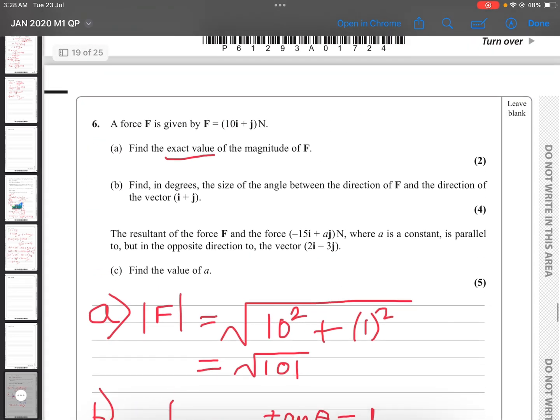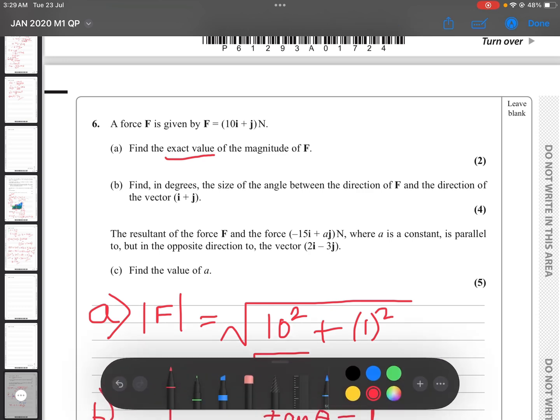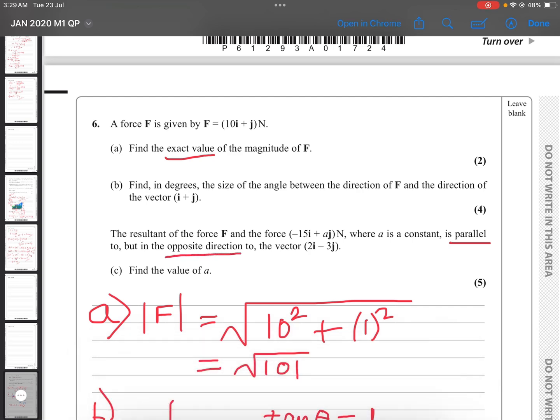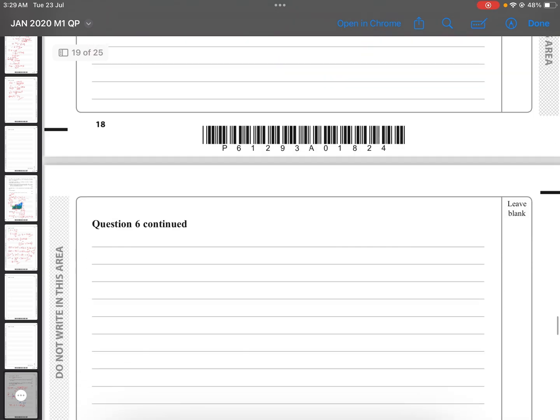Now part C states that the resultant of the force F and the force minus 15i plus Aj, where A is a constant, is parallel to but in the opposite direction to the vector 2i minus 3j. Find the value of A. Now here the important part is it is parallel and in the opposite direction. So for questions like this, part C, I'll do it here.